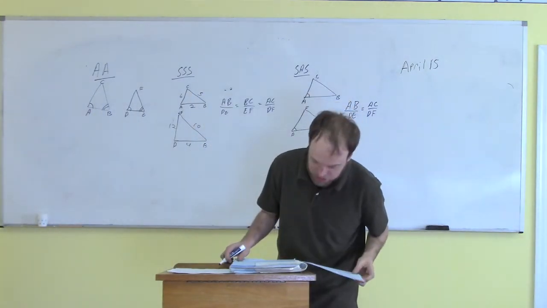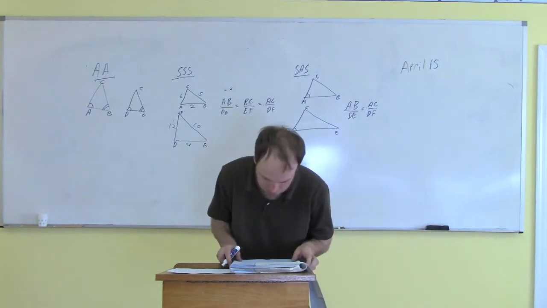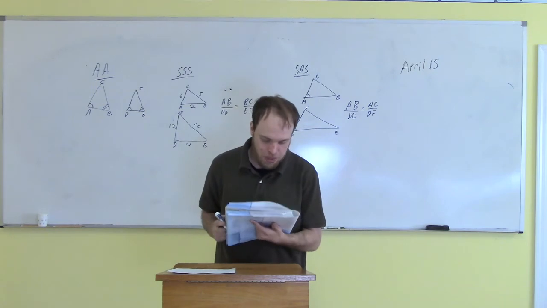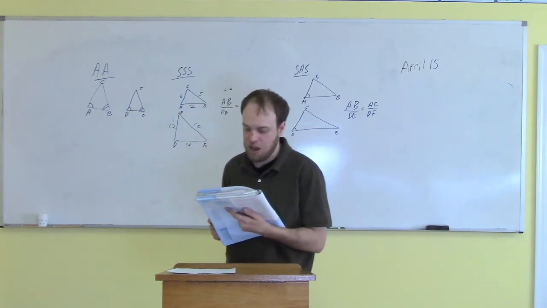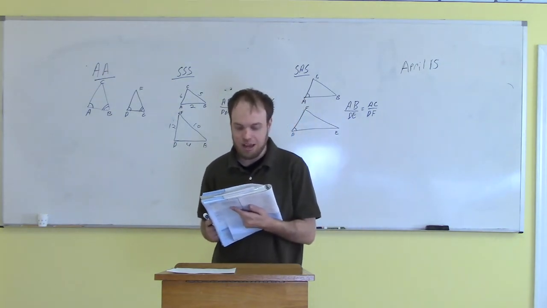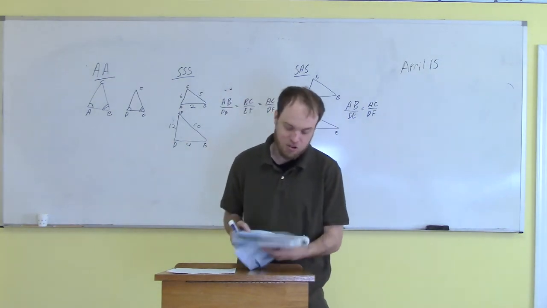Your next one is on page 545. This is the side-angle-side similarity theorem, which states if two sides of a triangle are proportional to the corresponding two sides of another triangle, and the included angles between the sides are congruent, then the triangles are similar.